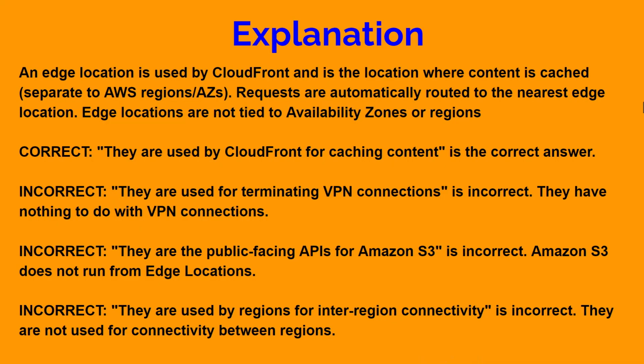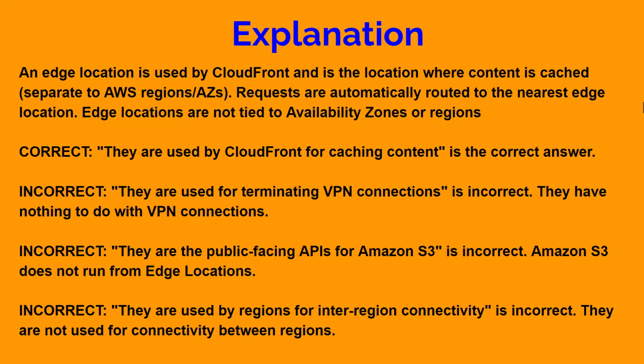Explanation. An edge location is used by CloudFront and is the location where content is cached, separate to AWS regions/AZs. Requests are automatically routed to the nearest edge location. Edge locations are not tied to availability zones or regions. Correct. They are used by CloudFront for caching content is the correct answer.